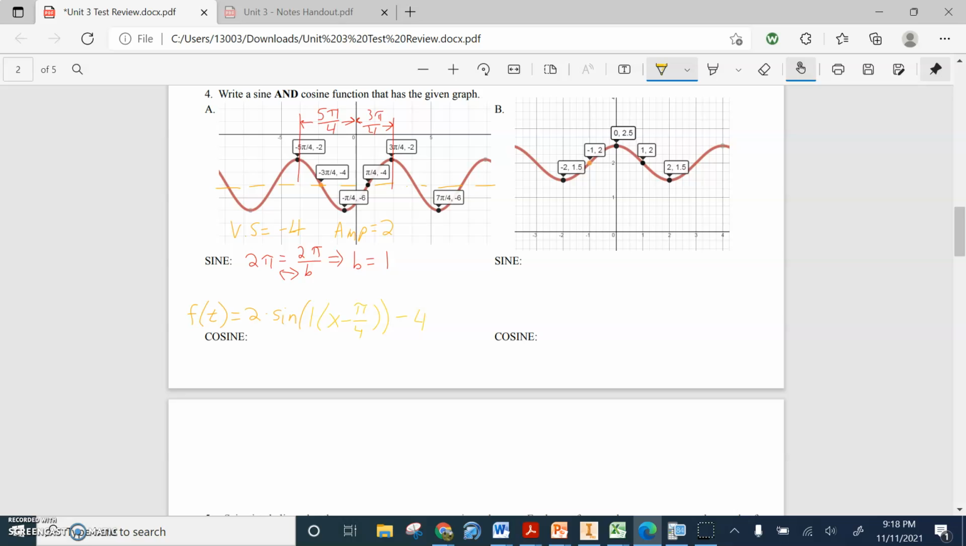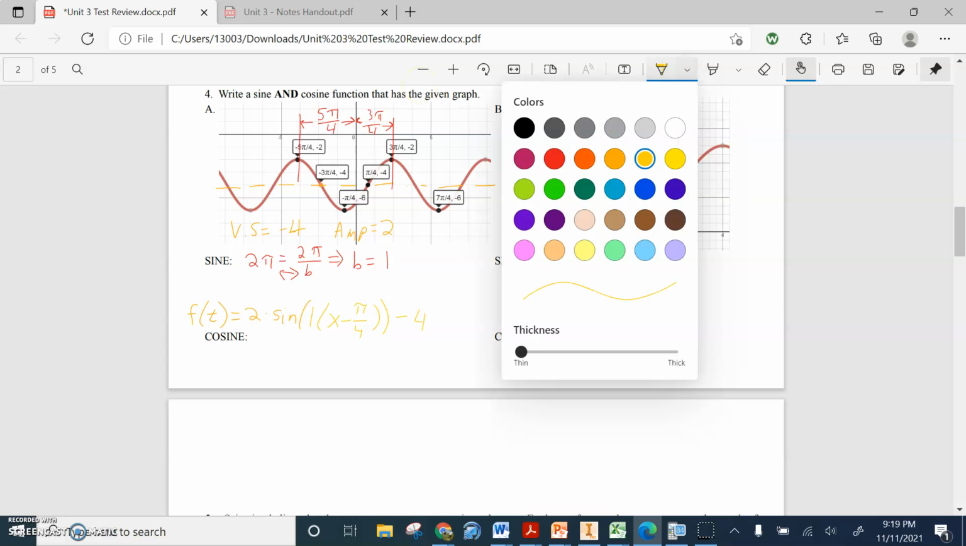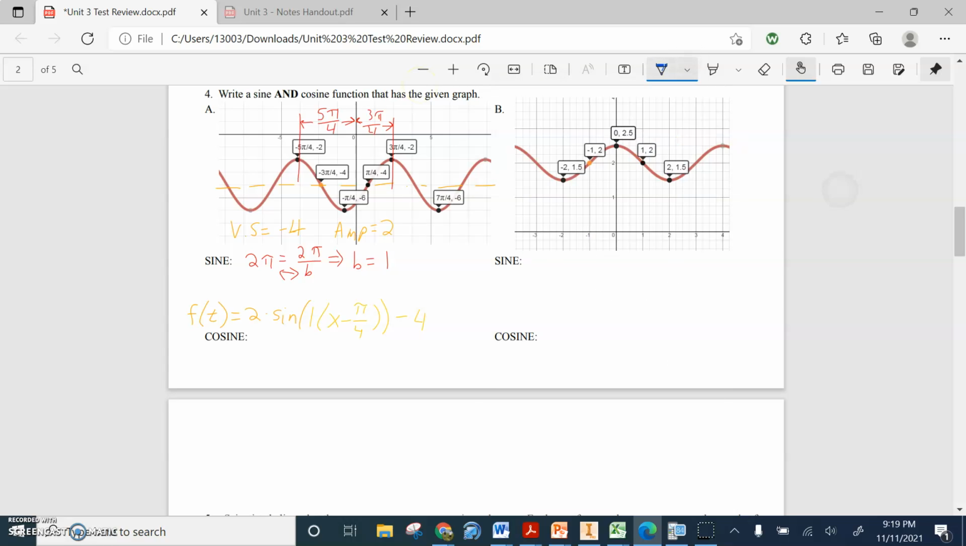So we've filled all of the requirements. 2 amplitude times sine of 1, which is the period referencing b, times x minus phase shift, pi over 4, minus the vertical shift 4. Now, when we do this for cosine, let's go blue.